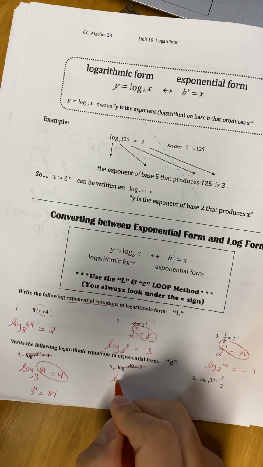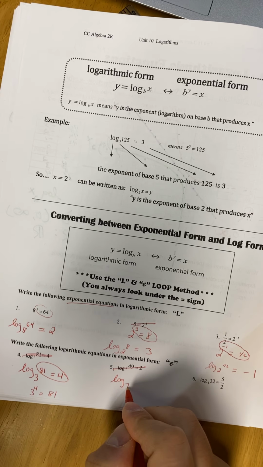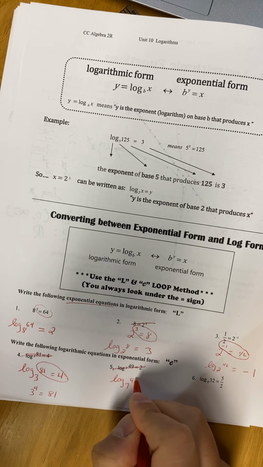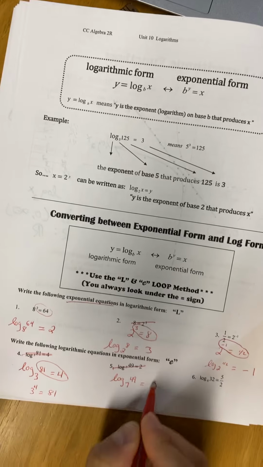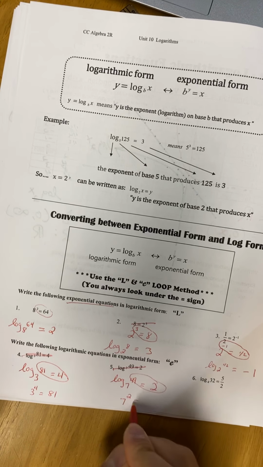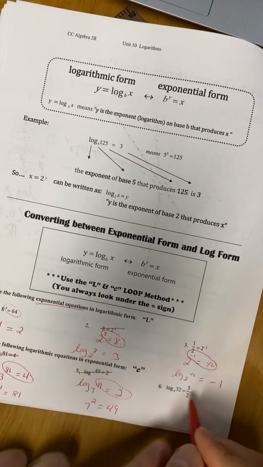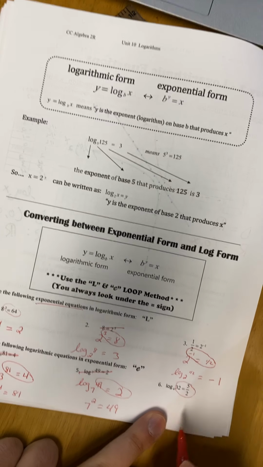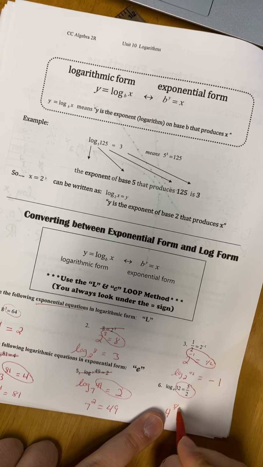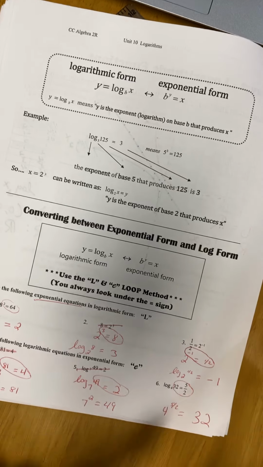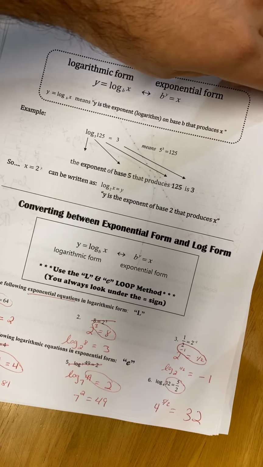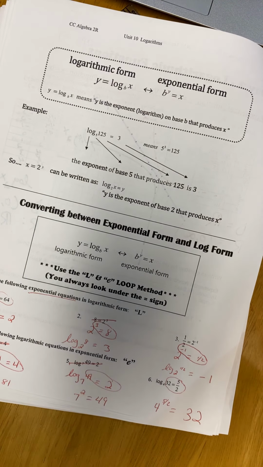Same thing here, that's going to be log base 7 of 49, write the 49 right next to the log, equals 2, switch, 7 squared is 49. And this one's written okay. So that's 4 to the 5/2 is 32. These are just written in different forms.